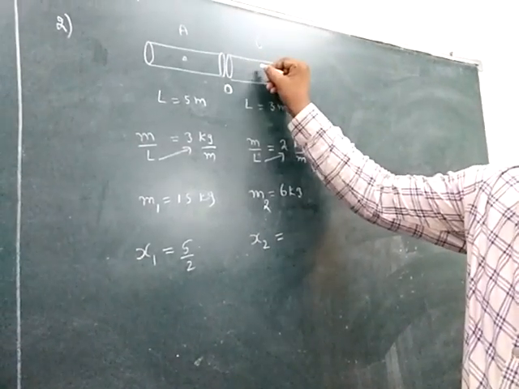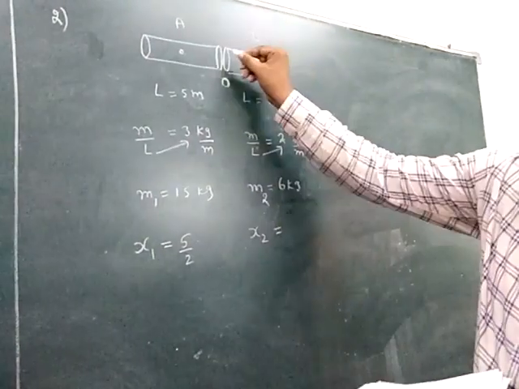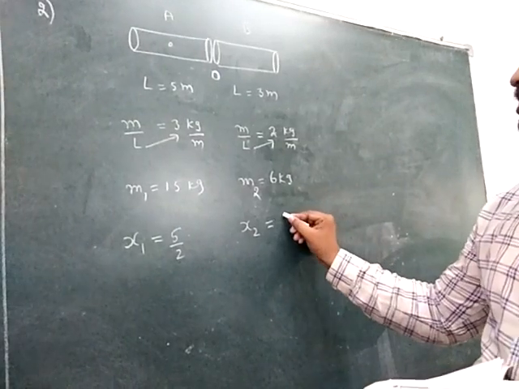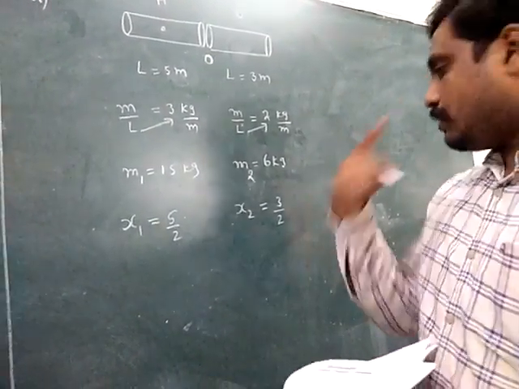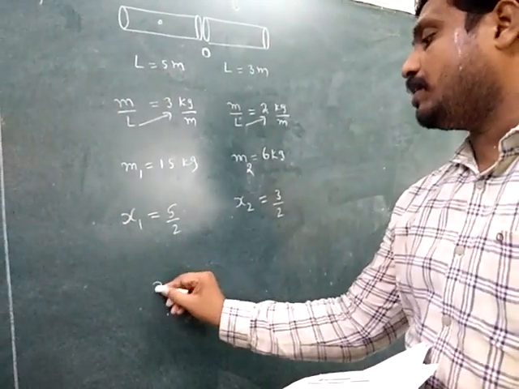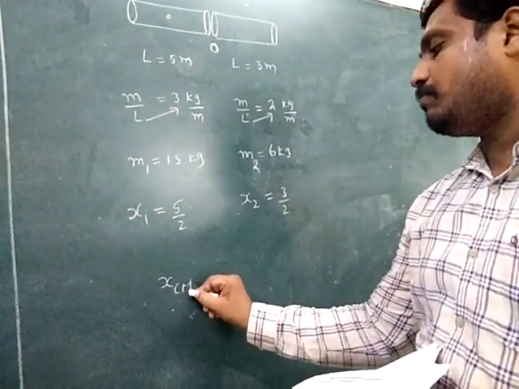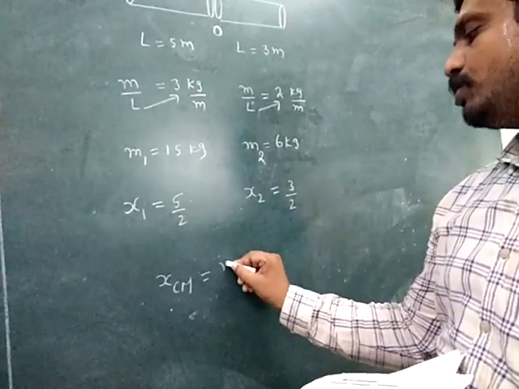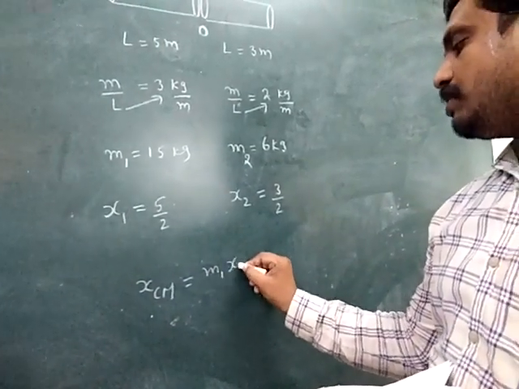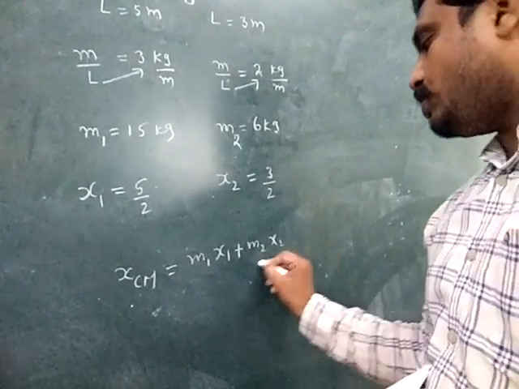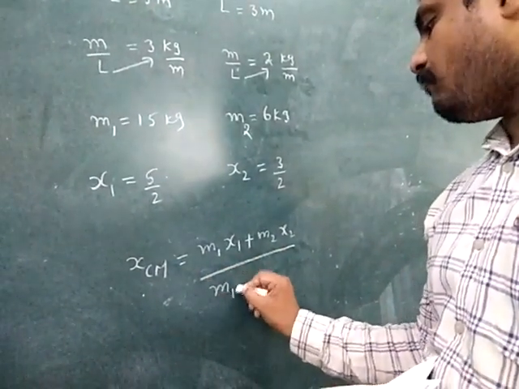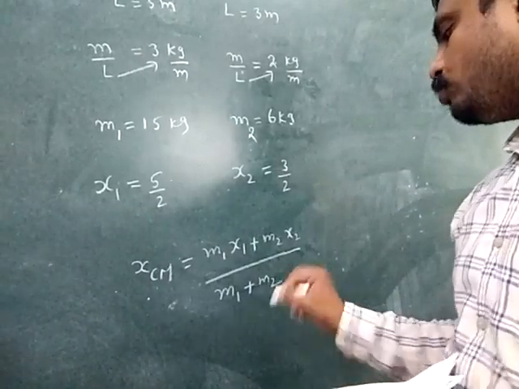Origin to second body center. The total length of the second rod is 3, so the center is at 3 by 2. Now we know what the XCM formula is: it determines the position of the center of mass. Here 2 rods are there, so the formula is (M1 x1 plus M2 x2) by (M1 plus M2).